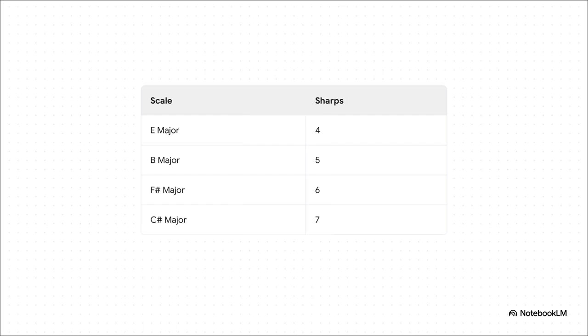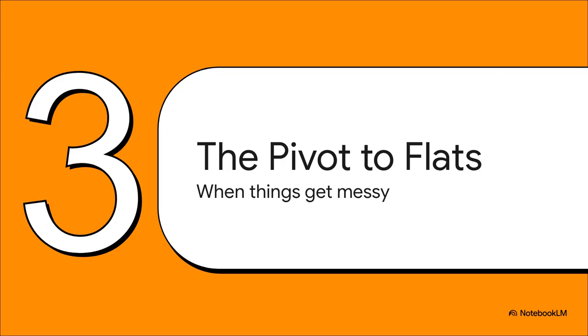Let's keep moving and see how this builds if we follow that exact same rule. Up 5 notes from A is E major, bringing us to 4 sharps. Then B major hits 5, F sharp major brings us to 6, and finally, C sharp major maxes us out at 7 sharps. It's just this relentless mathematical climb that builds 8 distinct scales using one single rule. Pretty cool, right? But here is where we hit a bit of a wall.